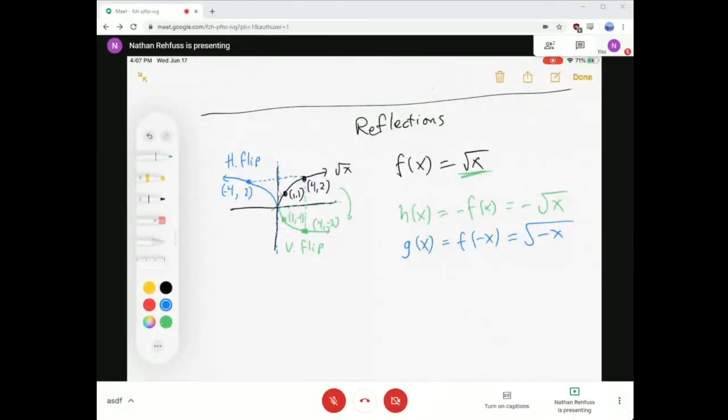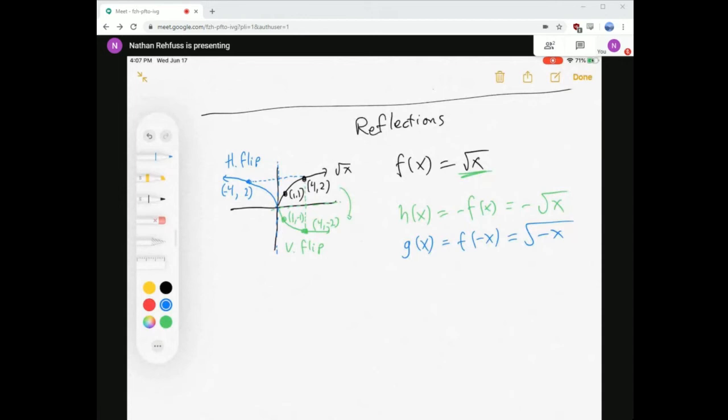Whereas if I want g, I can't take g of 1. If I plug a 1 into g, I'm going to get the square root of -1, which is i, and we don't do complex numbers when we're working with functions in this class. So I can't take g of +1. But if I take g of -1, I get the square root of -(-1), which is the square root of 1, which is 1. So g of -1 is the same as f of +1.